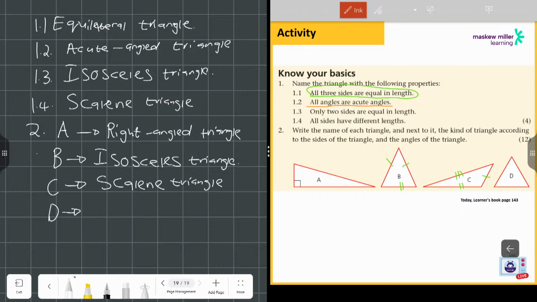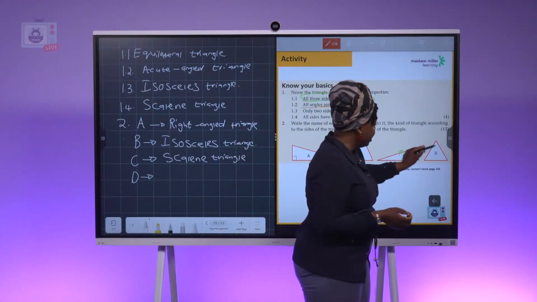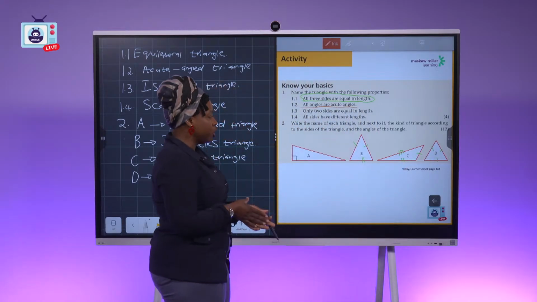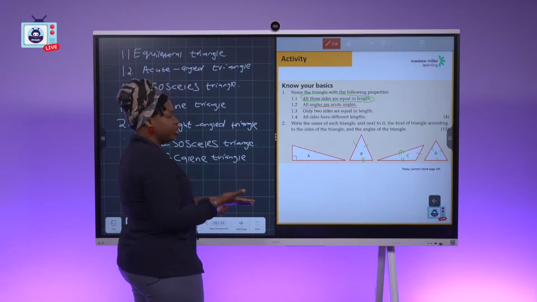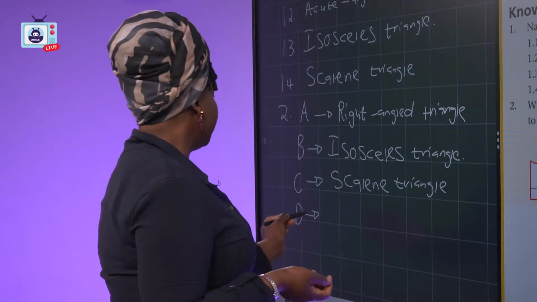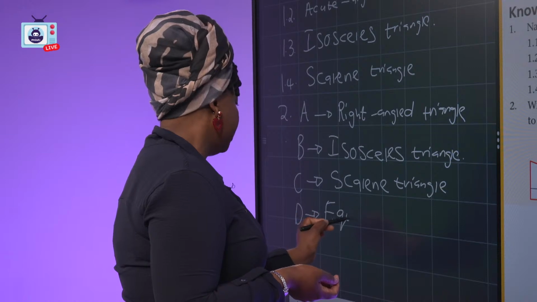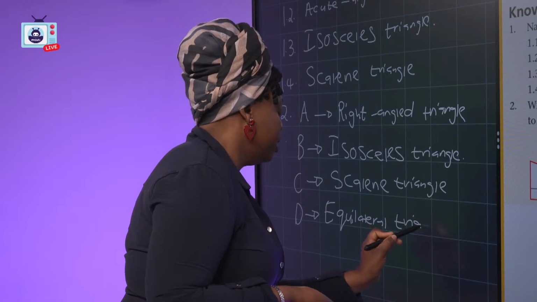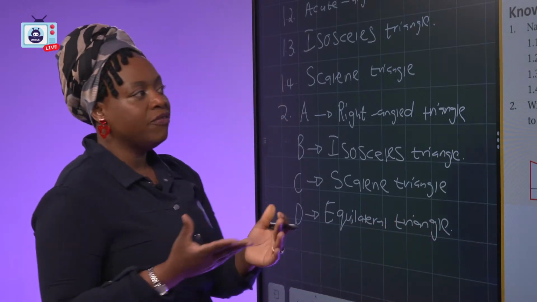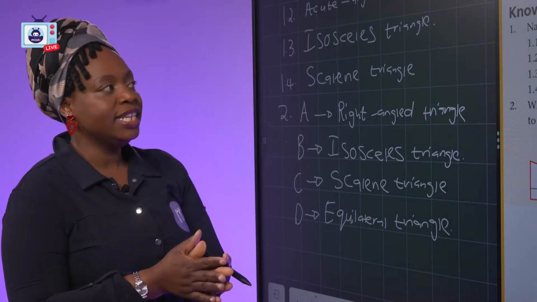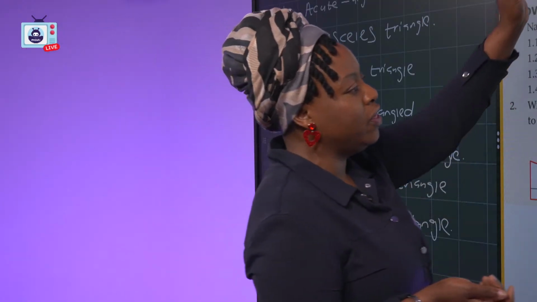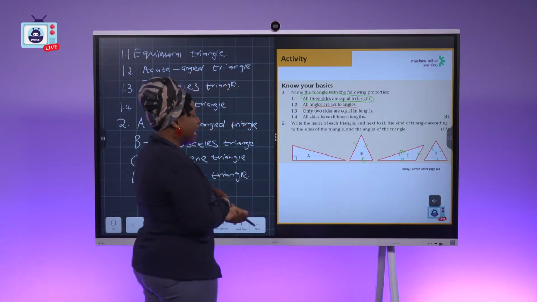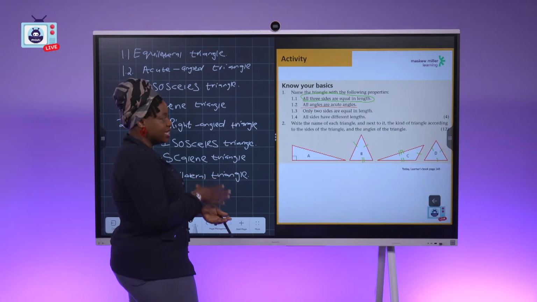Then number D, if you check it properly, even when you measure it nicely there, you can be able to see that all sides are equal, which will make us have a different type of a triangle, which is equilateral triangle. So that is how we have identified all the types of triangles that we have been dealing with, and we were able to record them or write them according to their triangles and the names, the shapes, and the sides that we have.